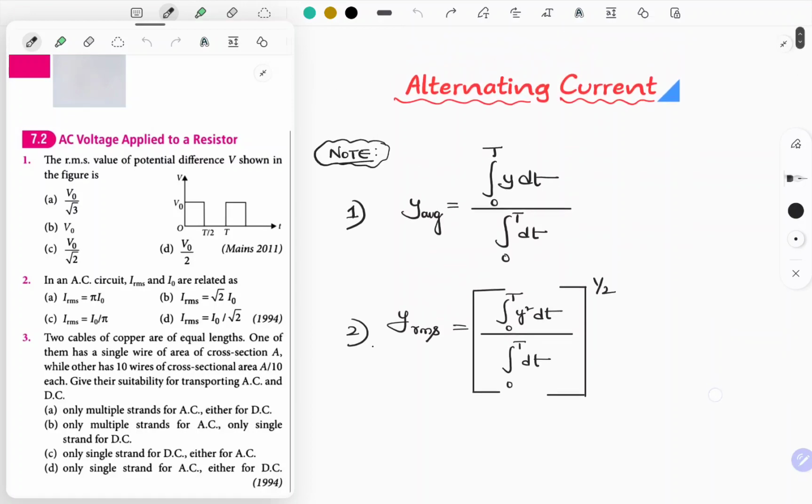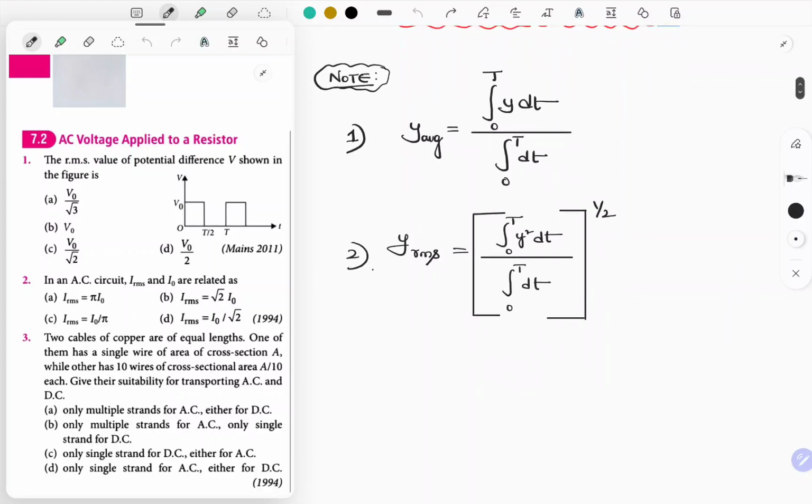So, I'm back with another chapter called Alternating Current. Today, we are going to solve numericals based on these chapters. So, we are going to solve all previous NEET questions as usual. Let's get started without any delay.